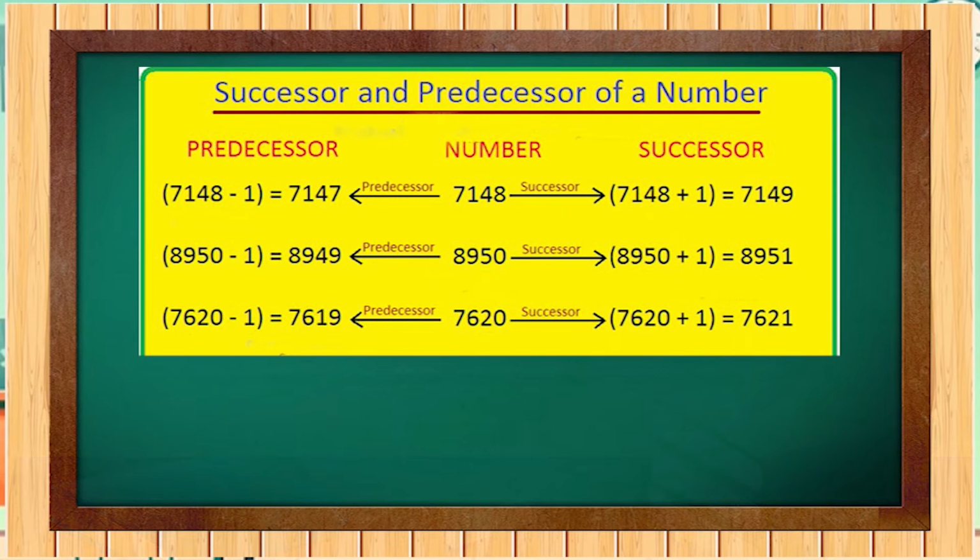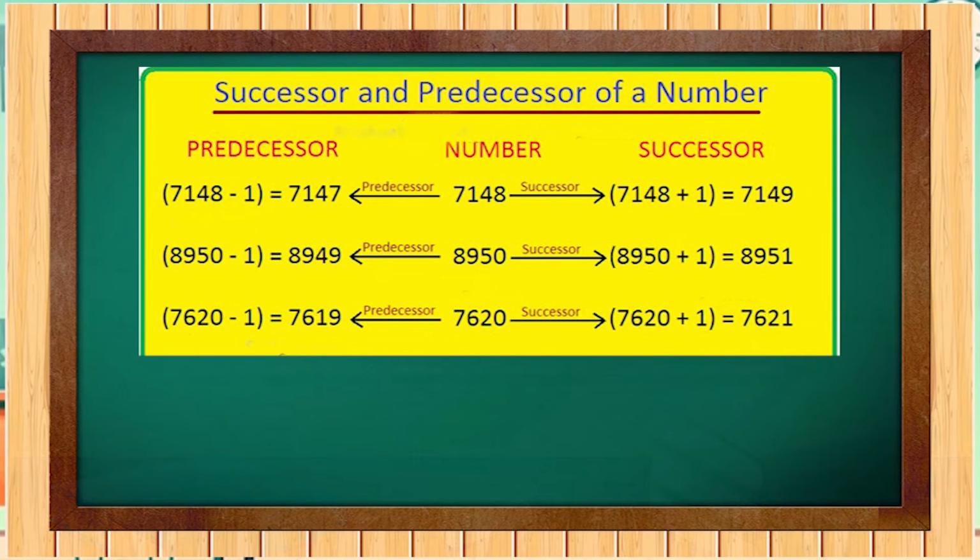The number is 7,148. To find the predecessor, we minus 1. When we do that, we get 7,147 as the predecessor. For the successor, remember we are adding 1. So if we add 1 to 7,148, we will get 7,149. So there you will see in that line, on the left-hand side, you have the predecessor, and on the right-hand side, you have the successor.